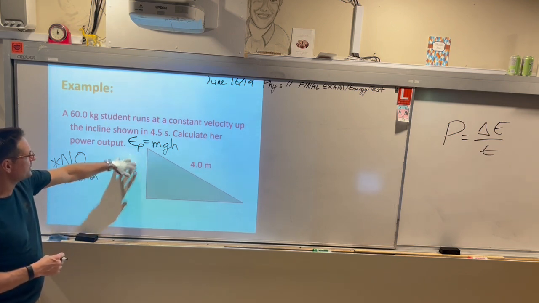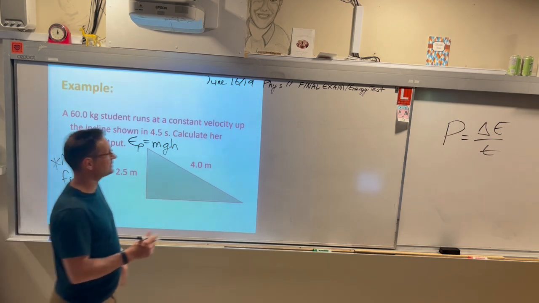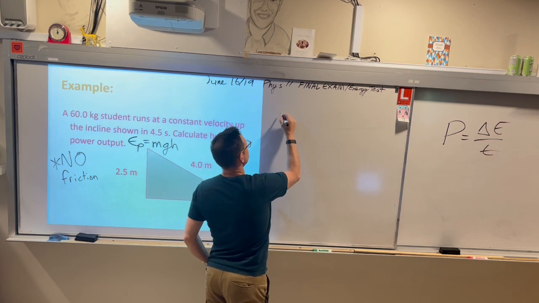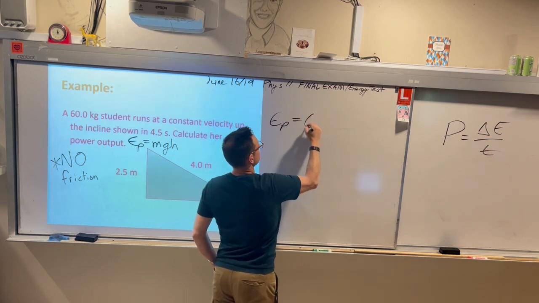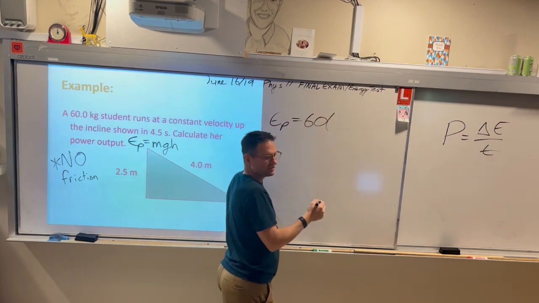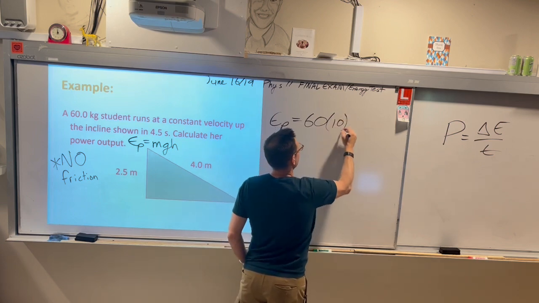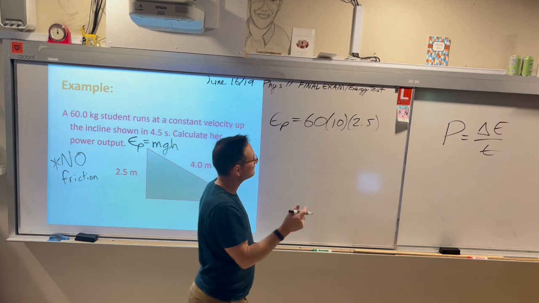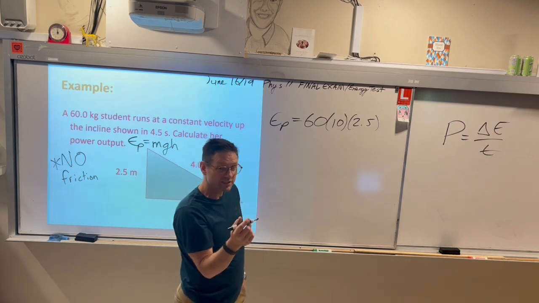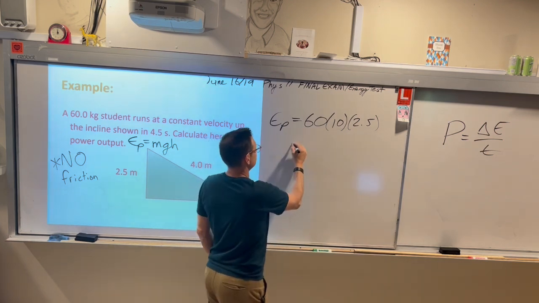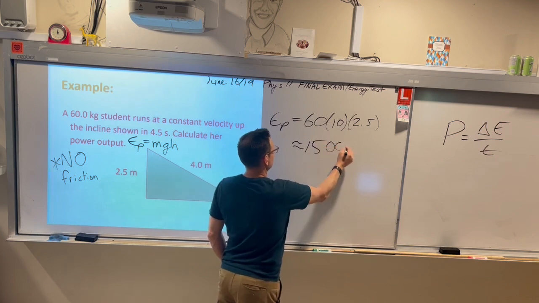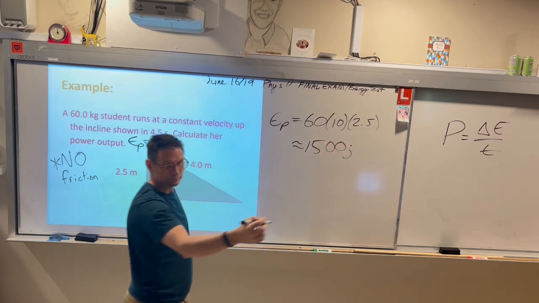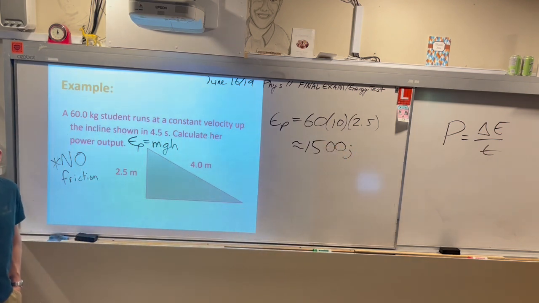So let's find the potential energy she gains. It's 60 times 9.8 times 2.5. Can we do the 9.8 times 10? Yeah. Okay. And my height is 2.5. So that's 600 times 2.5, which is 1,500. Is that right? Check. The real answer is 14.7. Okay, 14.7, and then that's it.